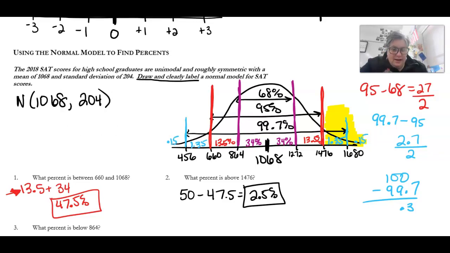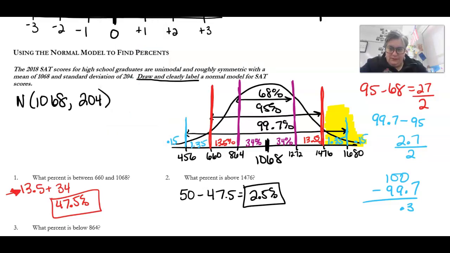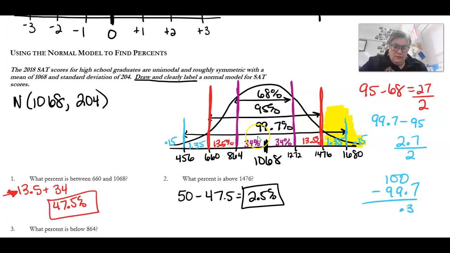Now when you add up all of the numbers, you could see that all of these numbers are supposed to add up. All those percents should add up to 50, and they do. 34 plus 13.5 plus 1.35 plus 0.15 equals 50.